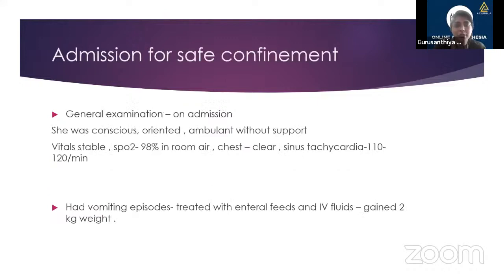On her 35th week, she was admitted for safe confinement. On examination, she was conscious, oriented, and ambulating without any support. Her vitals were stable. Ever since her first visit to the hospital, she had a sinus tachycardia of around 110 to 120 per minute. She had vomiting episodes, which persisted till 35 weeks of gestation. She was treated with enteral feeds, which is a class 2B recommendation for persistent hyperemesis gravidarum, and IV fluids. She gained around 2 kgs weight over a period of 1 week and 3 days.